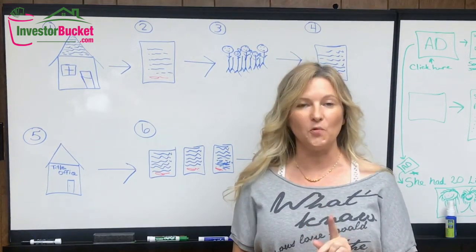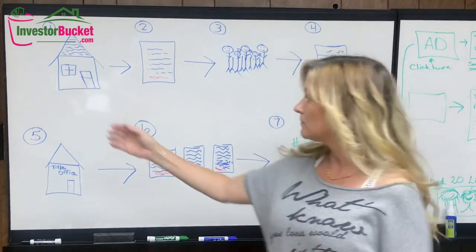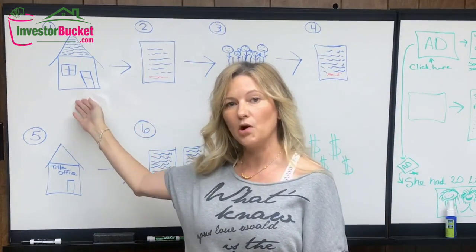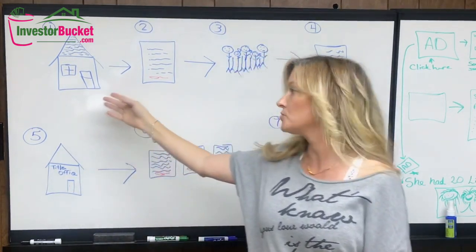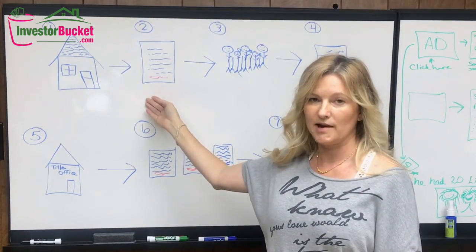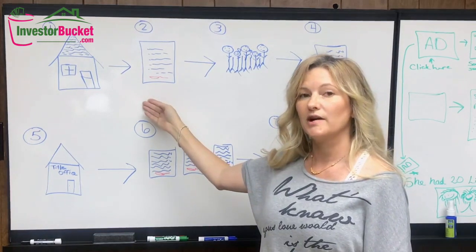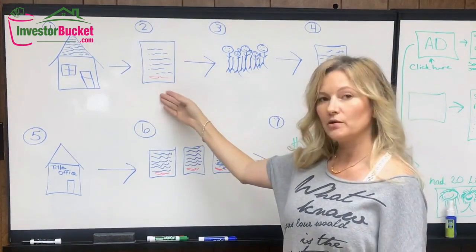So we'll start with step 1. Step 1, you will find a distressed property. This is someone who needs to sell their home at a discounted price. You and this seller will come to an agreement on a purchase price of this home, and you'll get it under contract.